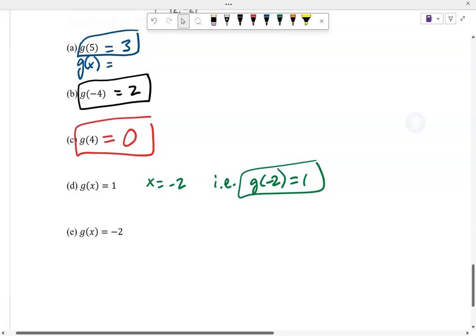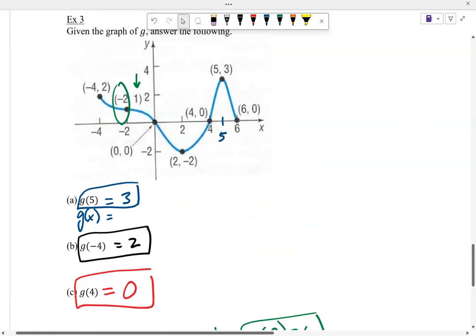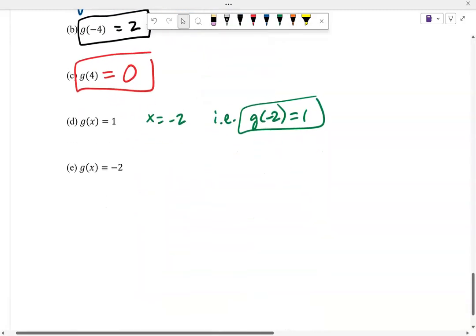All right, how about if g of x is -2? If the y value is -2. Yeah, if the y value is -2, 2, good. Yep, g of 2. G of 2 is -2. So again, x must be 2 to make that true. All right.